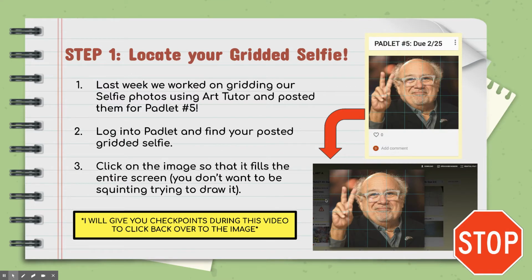So last week we worked on gridding out our selfie photos using Art Tutor and we posted them for Padlet 5. Just log into Padlet as you normally would and find your posted gridded selfie. When you find it, it's going to look something like this up here on the right, where it's just like that little thumbnail size. I want you to click on it so that it fills the entire page and leave it like that. When you're done, come back over to Edpuzzle, and when it is time to use that photo, I will give you pause points to be able to go back and look at it. But for right now, just take a second, pause, and make sure that you have that photo ready to go.